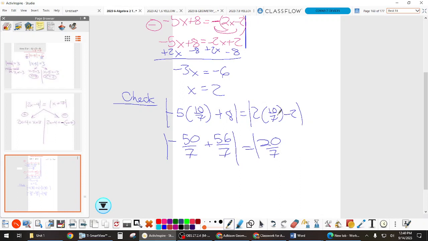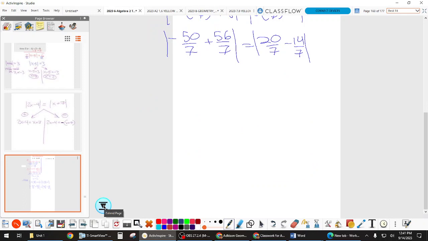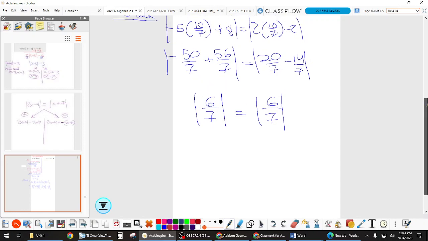So 20 sevenths, and then how many sevenths is 2 wholes? Negative 14. Minus 14 sevenths. Okay, so far no calculator needed. This becomes 6 sevenths, and that becomes 6 sevenths. So is that a correct solution? Yeah. Okay. Also, 2 works, so I'm not going to go through checking it, but it works also.